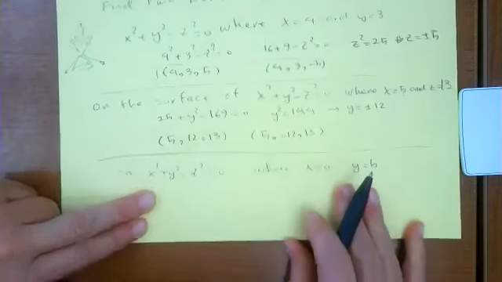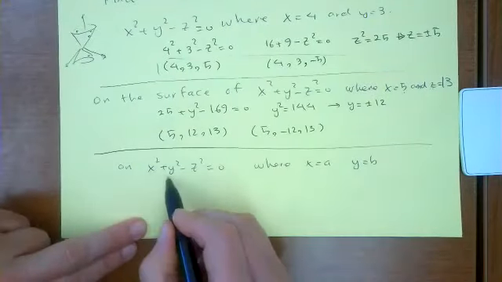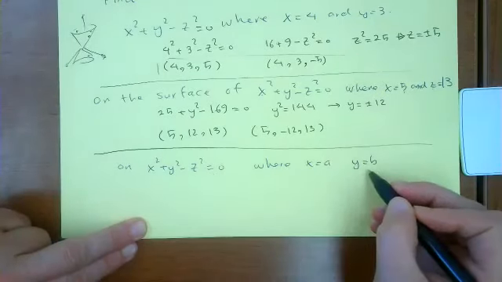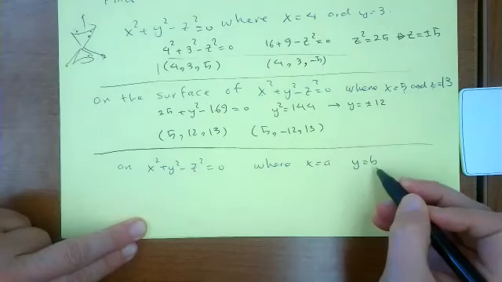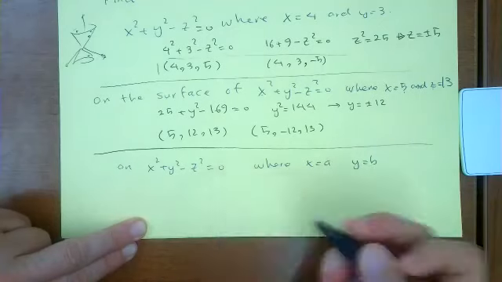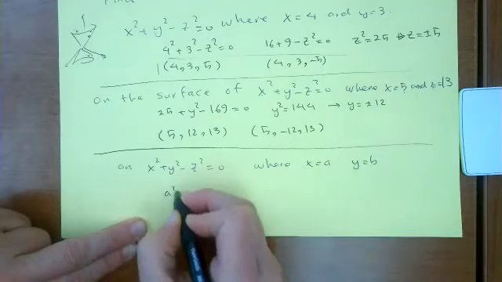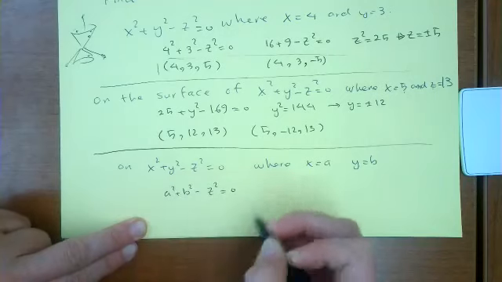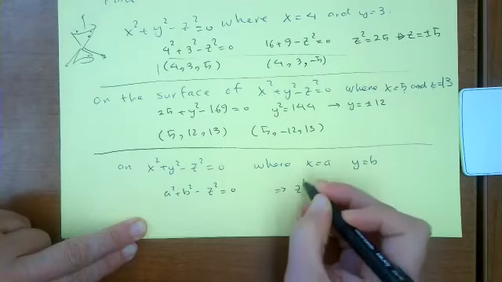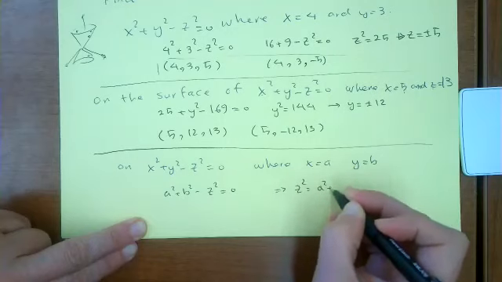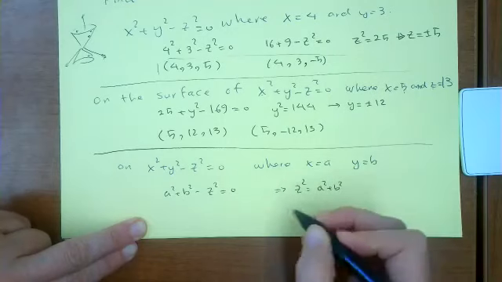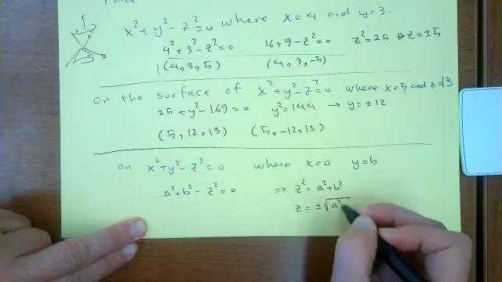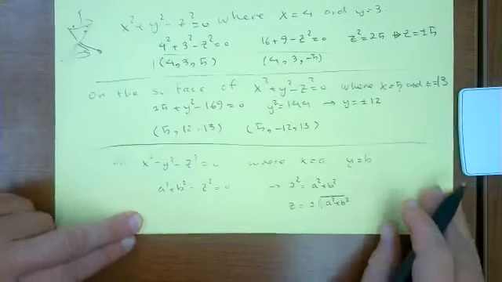Now, the last question is asking, on x squared plus y squared minus z squared equal to 0, where x is equal to a and y is equal to b. So here, if I plug in, I get a squared plus b squared minus z squared equal to 0. That is, z squared is going to be equal to a squared plus b squared. And the answer is going to be z equal to plus or minus the square root of a squared plus b squared.